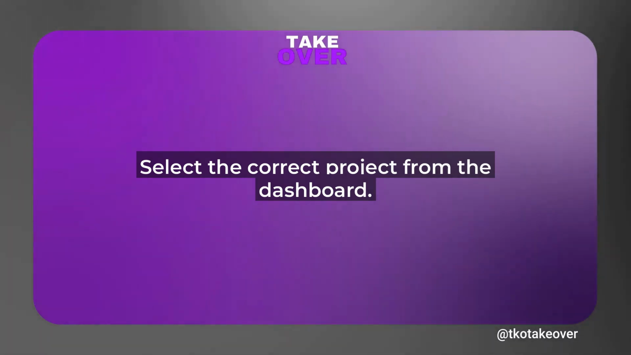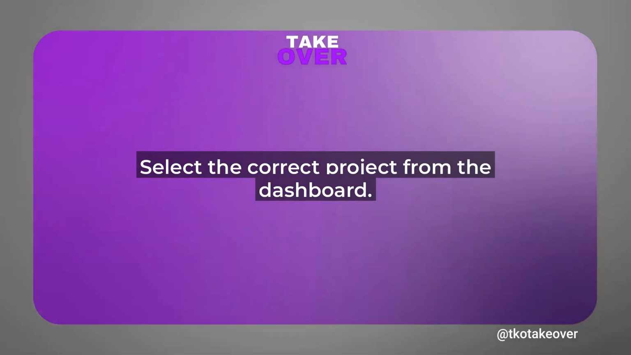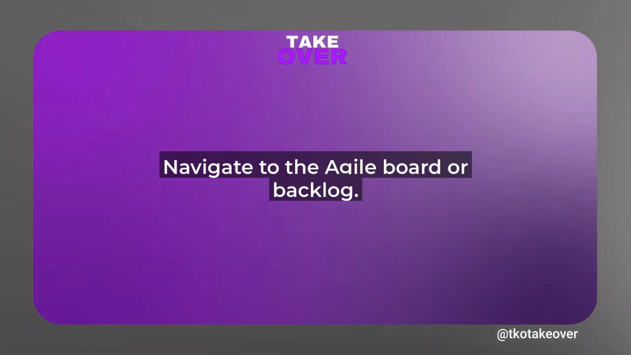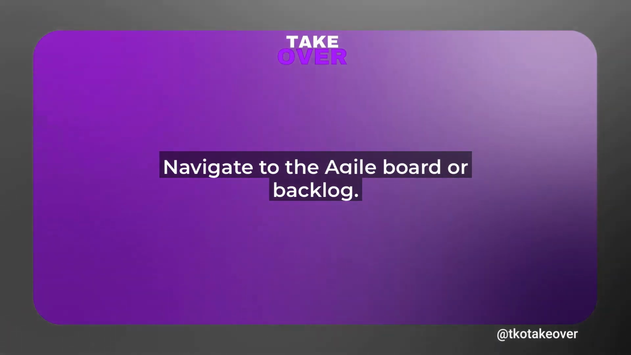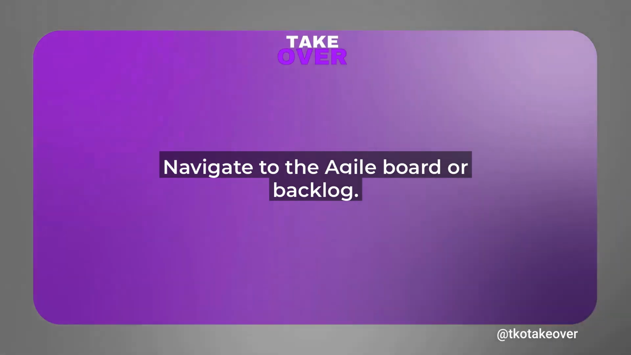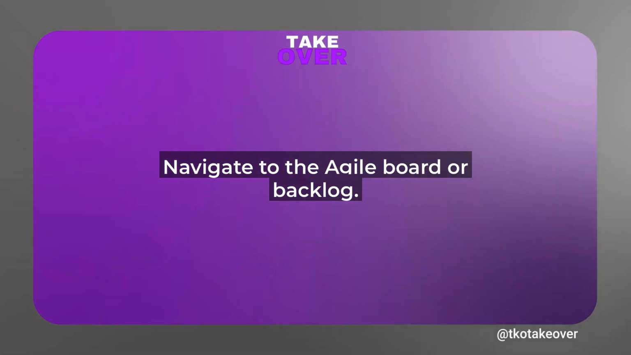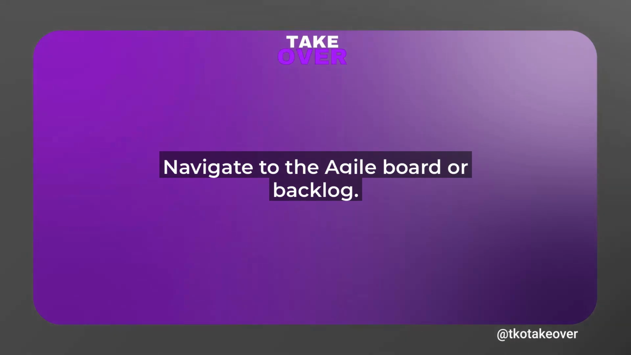Next, navigate to the Agile board. In Jira, this is often under the Agile tab or directly from your project page. Look for options like Board or Backlog. That's where the magic happens. If you're using the Scrum template, it might be labeled as Active Sprints.